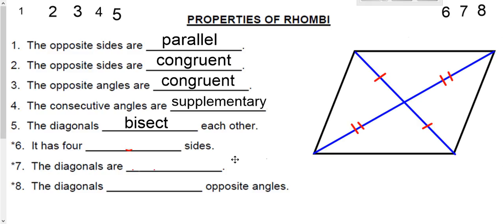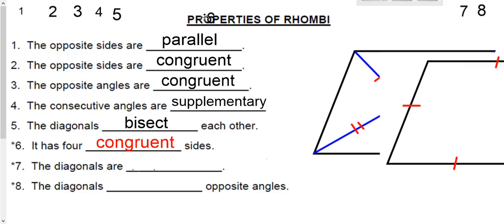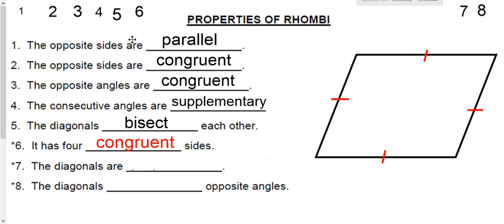Now we come to the first new property, since it is a rhombus. Those were just because it was a parallelogram. Again, it has four congruent sides. That's in the definition: a parallelogram with four congruent sides. So number 2 said opposite sides are congruent, but really all four sides are congruent in a rhombus. They're all the same measure. Number 7, a new property for a rhombus: the diagonals are perpendicular. Perpendicular means they intersect at a right angle.